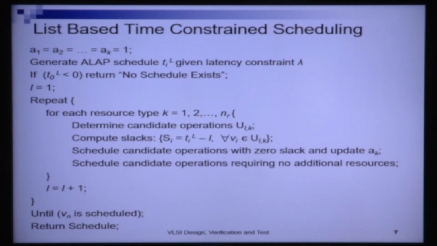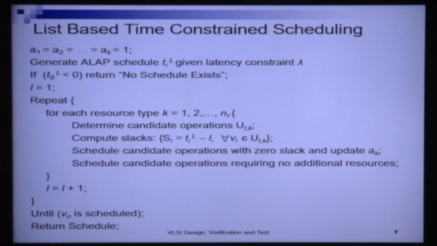Now, obviously, if the latest time that the first node of the operation constraints graph may be scheduled in is less than 0, then no solution exists. How can this be less than 0? The latency bound is so constrained that even if we give infinite resources, we cannot schedule the critical path in time, and hence the start time of the first node is less than 0. In that case, no solution obviously exists.